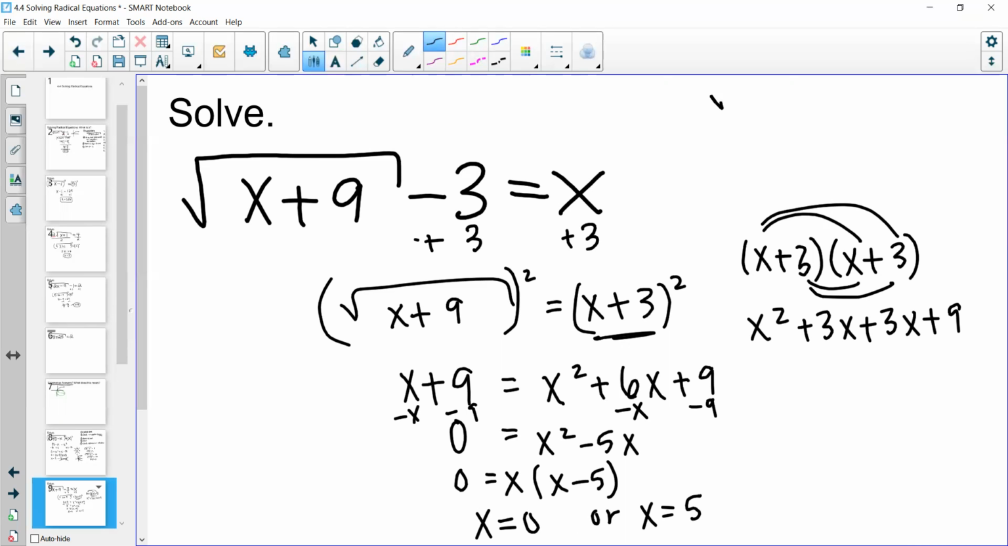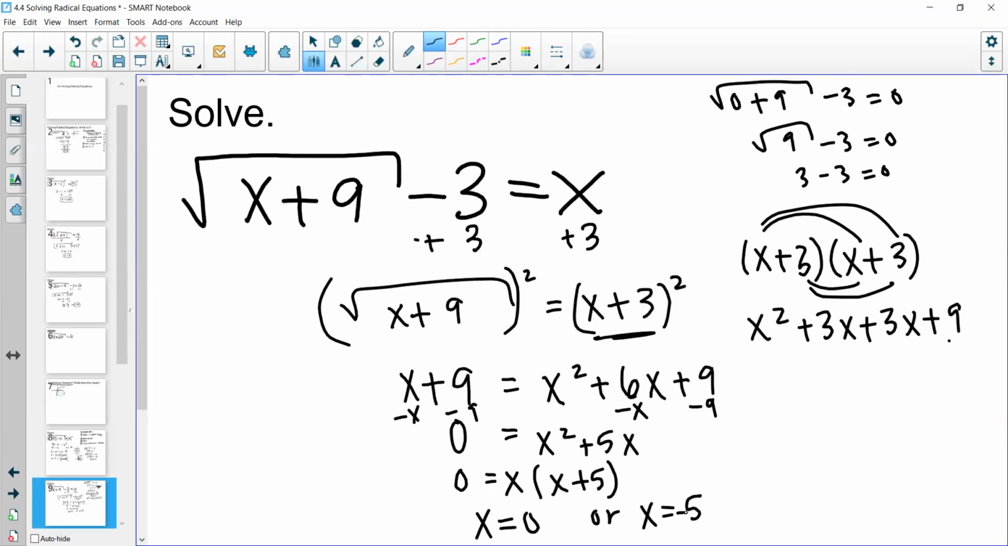So if we plug 0 in here, we get the square root of 0 plus 9 minus 3 equals 0. Well, 0 plus 9 gives us the square root of 9 minus 3 equals 0. And that would work for us, right? We end up getting 3 minus 3 equals 0. Perfect.